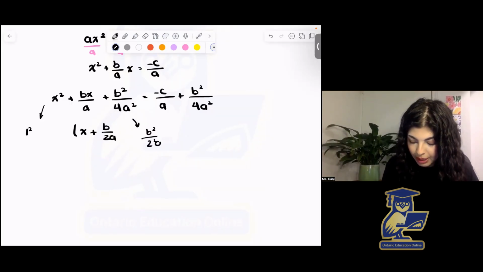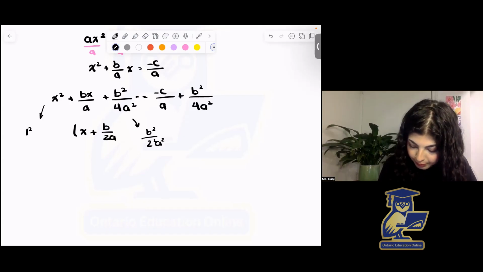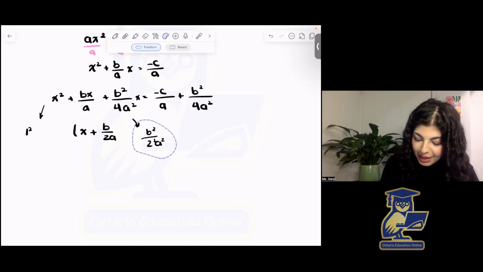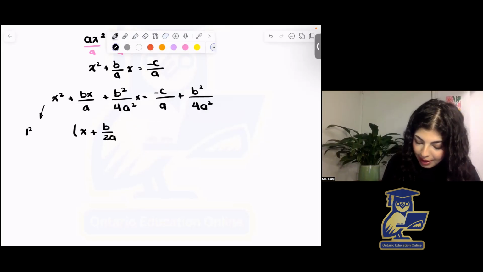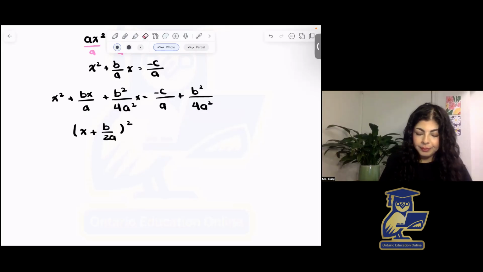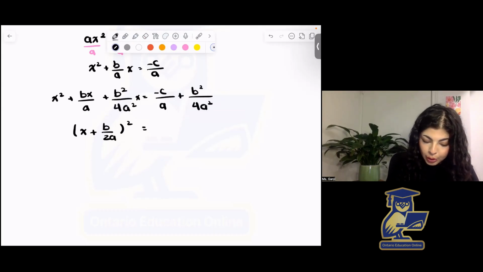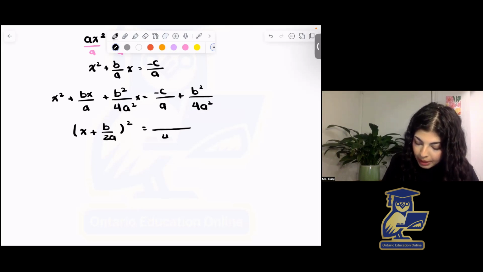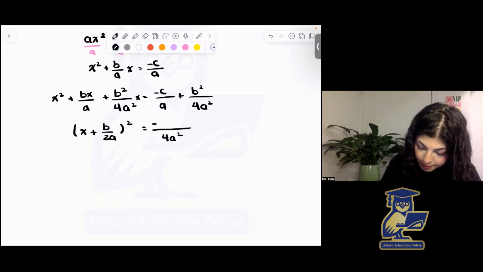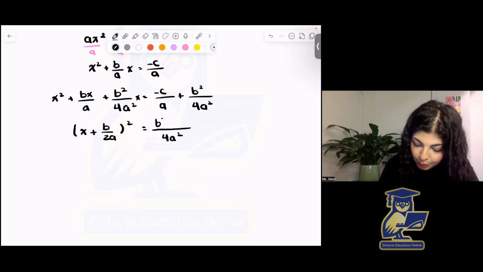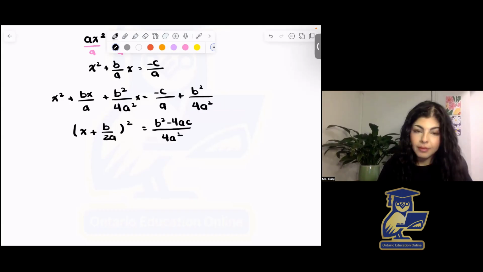Oh, and sorry, don't forget about the a. The a is there as well. The a squared. Oh no. So now I have this squared. So take a moment, sit with that, make sure it looks okay to you. And now on the other side, I am just going to find a common denominator for a squared and write this as, and I'm just going to do a little bit of rearrangement there.